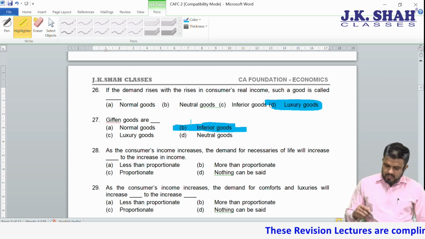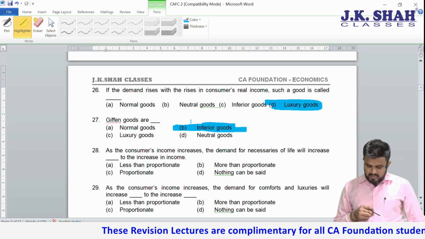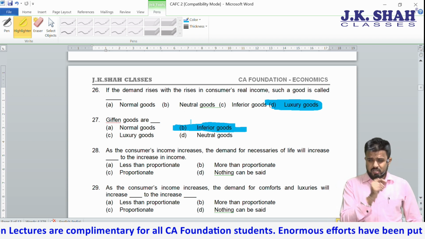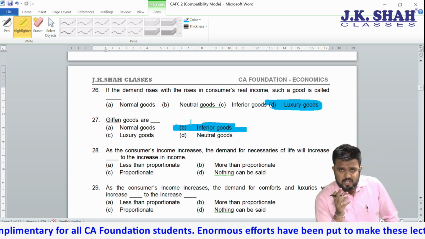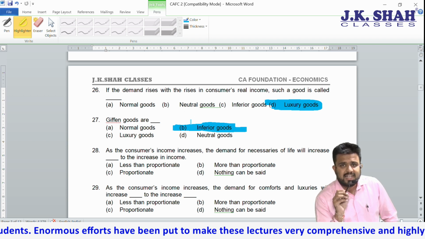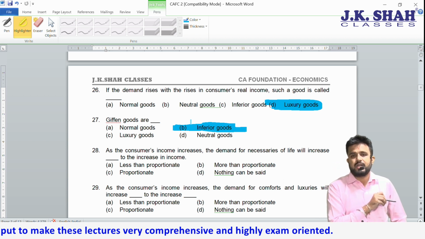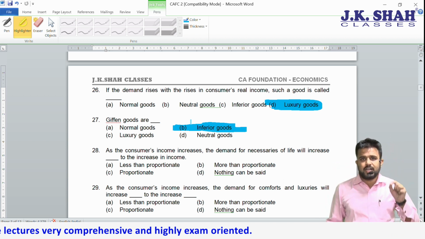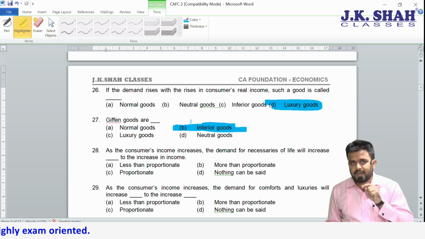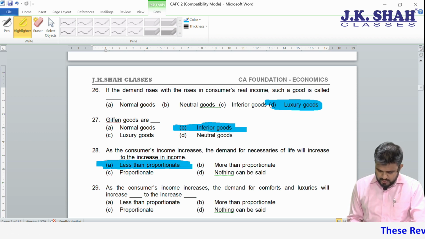28. As a consumer's income increases, the demand for necessaries of life will increase ___ to the increase in income. In the previous video you will come to know that I had written necessaries and perishable goods have less elastic demand, that is they are relatively inelastic in nature. E will be less than 1. So the most appropriate answer is less than proportionate.